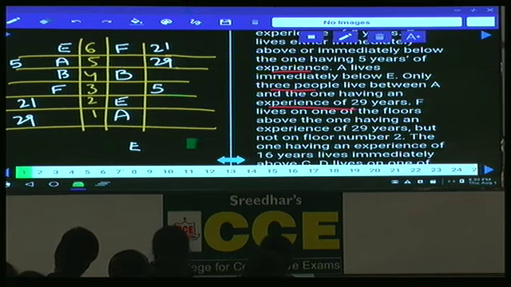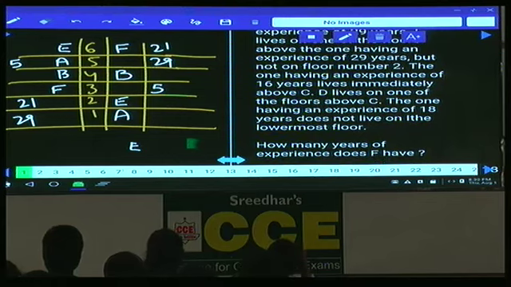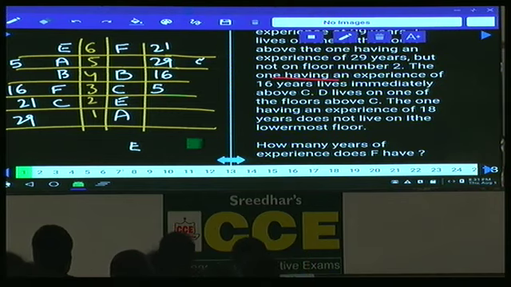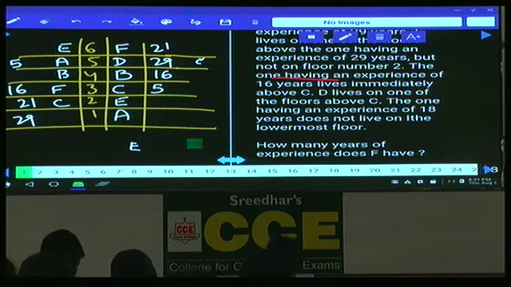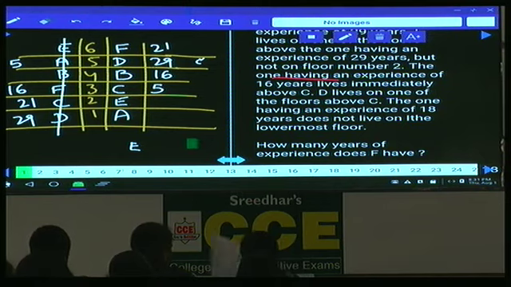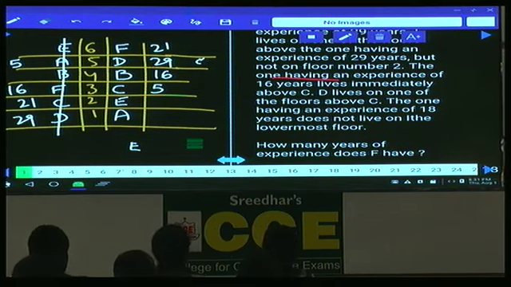The next one, but not on floor number 2. Next, the one having an experience of 16 years lives immediately above C. C cannot be here. And C over here, A, B, C, D, E, F, here also D, E, F. And D lives on one of the floors above C. But as in the second case, D is on one of the floors below C. And next one, D lives on one of the floors above C.